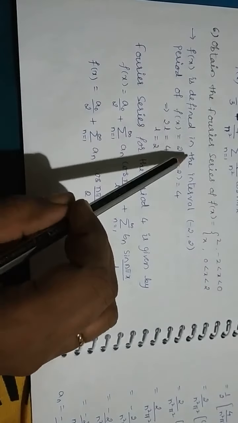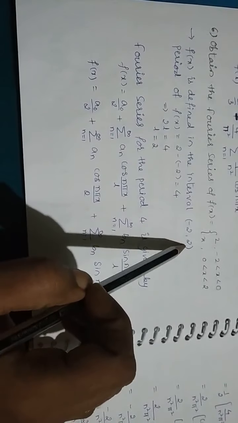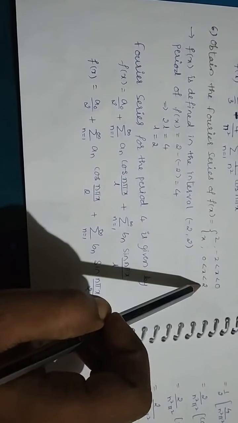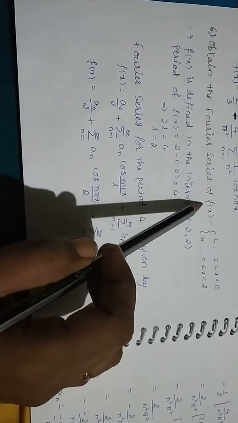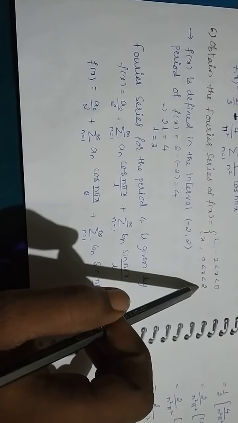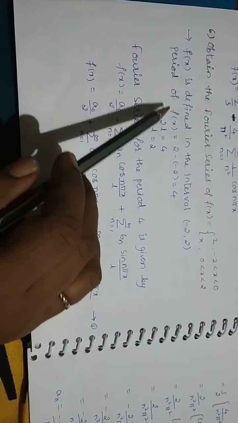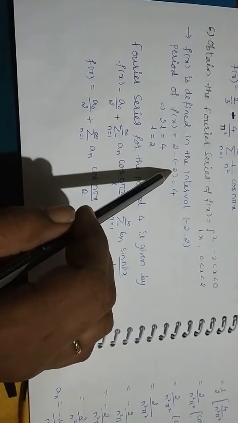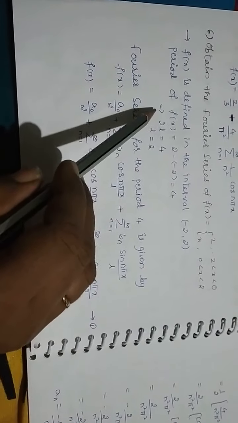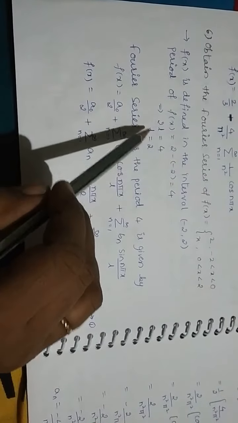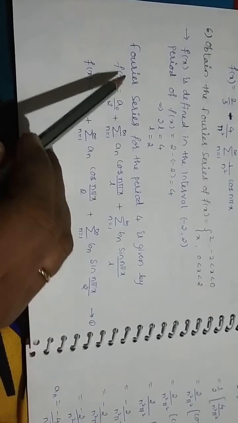F of x is defined in the interval minus 2 to 2. Here you can see minus 2 to 2. This f of x is defined in the interval minus 2 to 2. Period of f of x is 2 minus of minus 2, which equals 4. That is 2L equals 4, L equals 2.